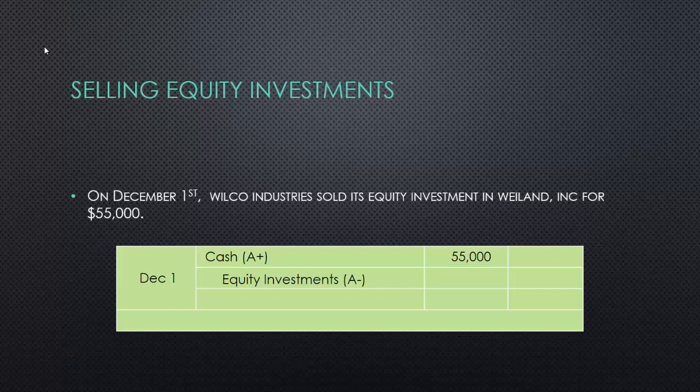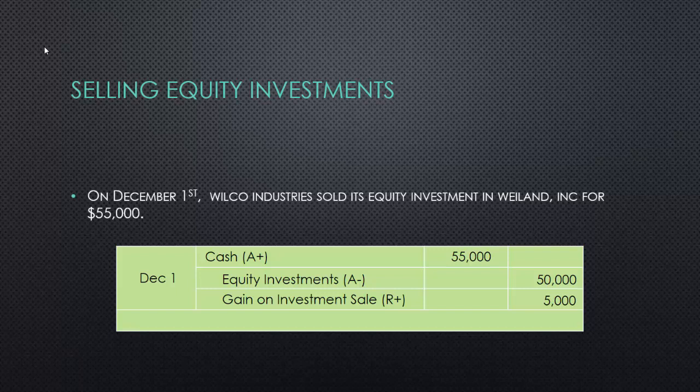Next up, our equity investments have to come off the books, and we put them on the books at a certain price. Whatever price we put them on for, we have to take them off at the same price, or our debits will stop equaling our credits. So equity investments is going to come off the books at the price that we paid to buy Wyland Inc. stock in the first place, which was $50,000. We sold it for $5,000 more than we purchased it for. We're going to record that under an account called gain on investment sale for the difference between our purchase price of $50,000, our sale price of $55,000, which is $5,000.